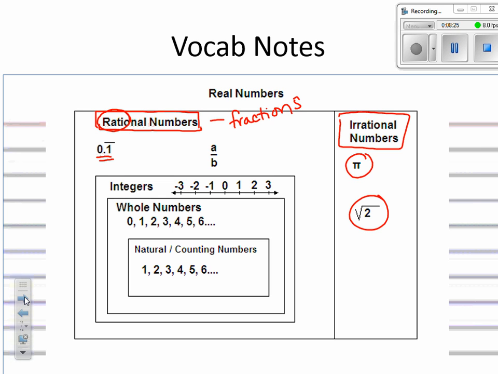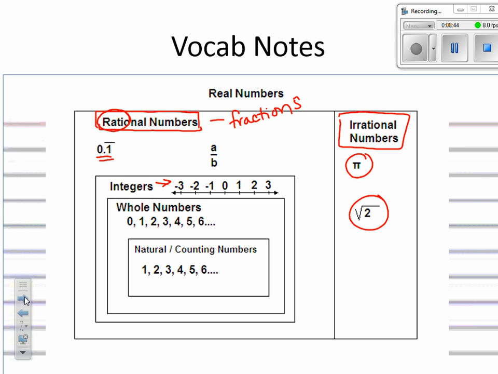Same thing with some square roots. Rational and irrational numbers, those two we see quite a bit. On the rational side, the side of numbers that can be written as fractions, you have a subset of that, or a smaller group of special numbers called the integers. Take a look at the integers.